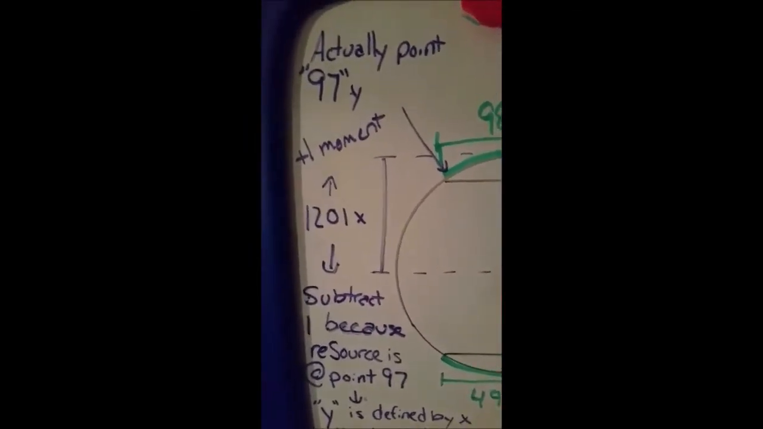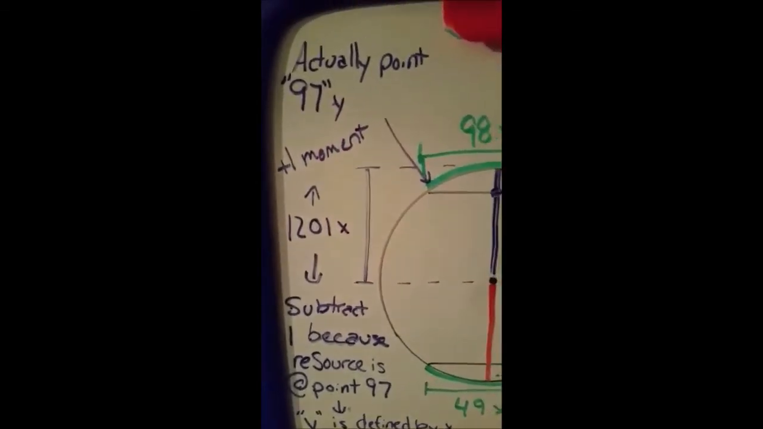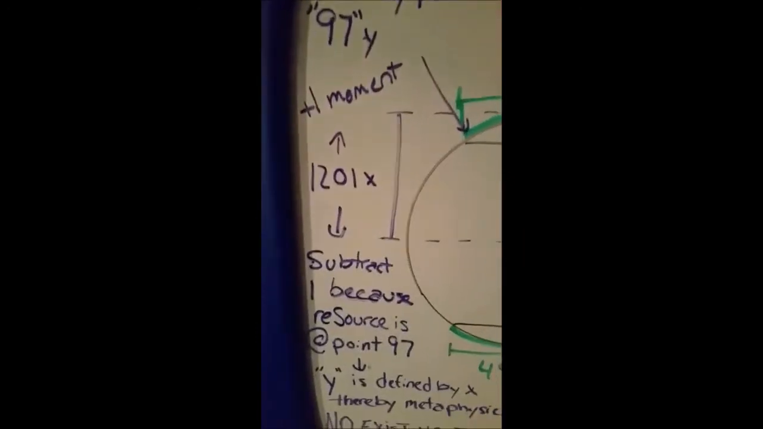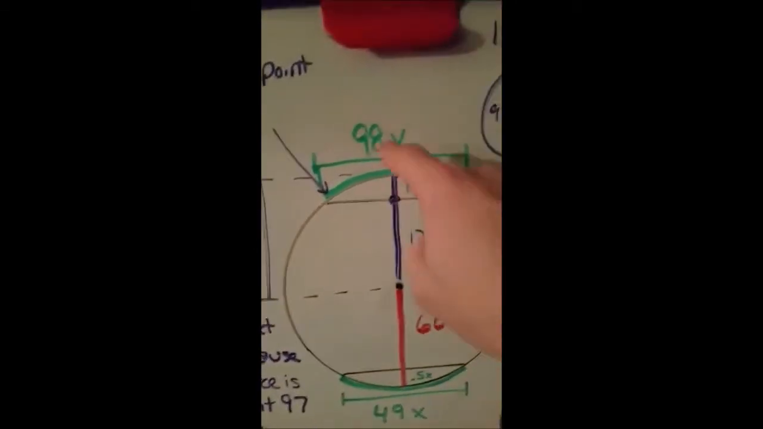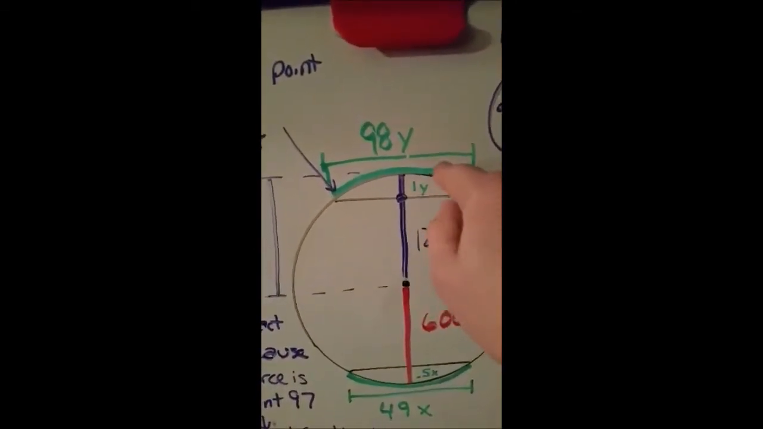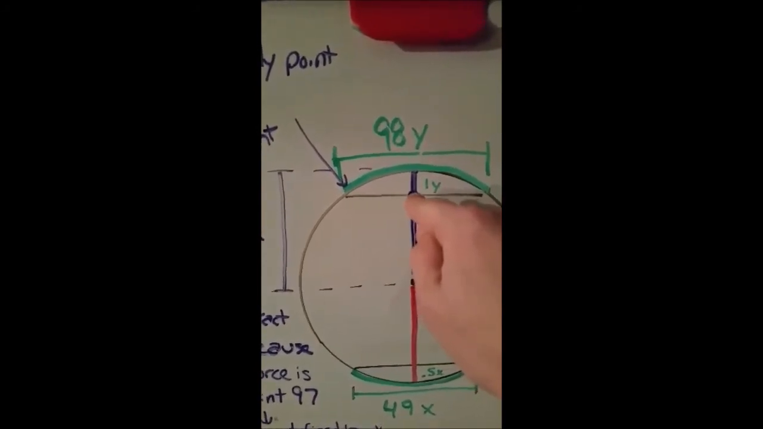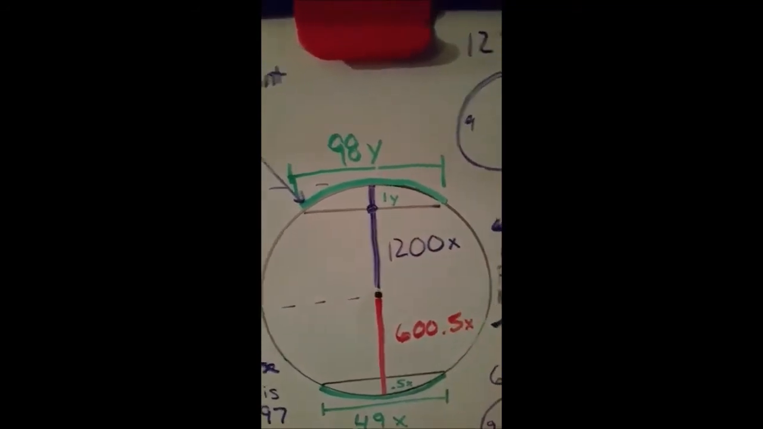So we'll find that the point of the resource, which is in fact the end of the laser beam, is at 97y. So in subtracting the 1 from also the radius, we are given that we can't calculate the radius, so we must go back to the most logical point, which is the apothem of this radius. And that apothem happens to be 1200x.